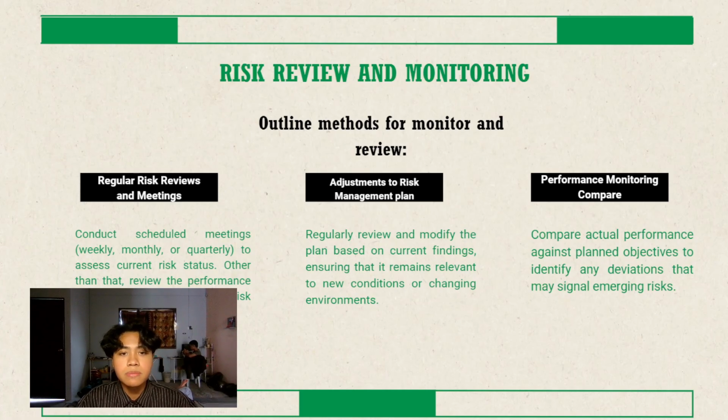Second is adjustment to the risk management plan. Regularly review and modify the plan based on current findings, ensuring that it remains relevant to new conditions or changing environments. Third one, which is performance monitoring. Compare actual performance against plan objectives to identify any deviations that may signal emerging risk.